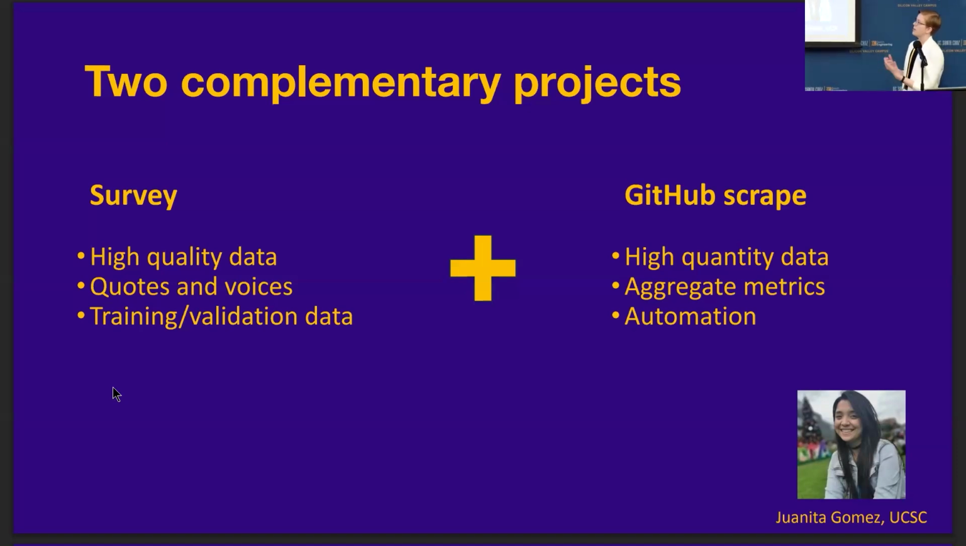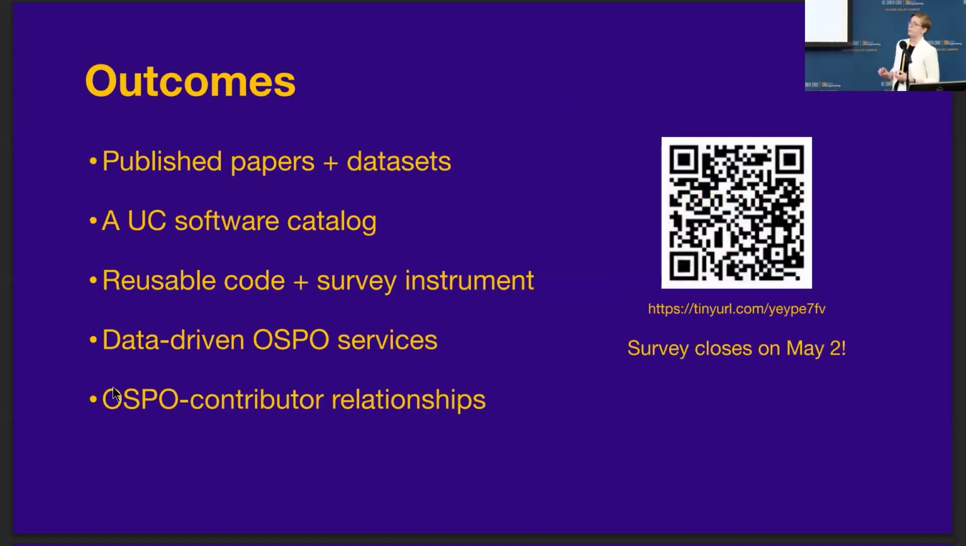I like to think that these are complementary, that my project will be the more validated, manually inspected data. We're also getting quotes and voices and this qualitative aspect of the survey. Then Juanita's going to use the survey data to inform her machine learning pipeline and scale up this work. That was a limited list of the advantages of the survey and the two projects.